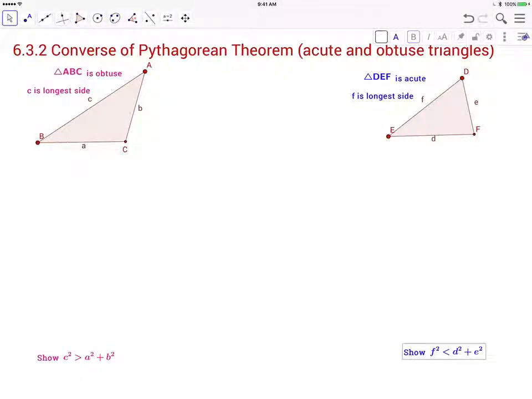All right, here is 6.3.2. And this is looking at what happens if the longest side squared is less than or greater than the sum of the squares of the other sides. And these lead to either acute or obtuse triangles. So we're going to do both in this screencast. I'm going to prove the situation that we're talking about here.